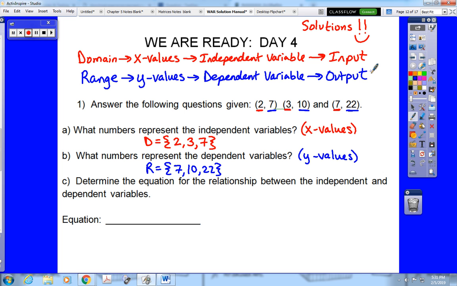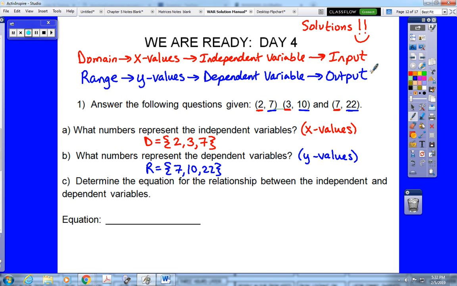All right. Determine the equation for the relationship between the independent and dependent variables. Ladies and gentlemen, if they give you multiple points and they ask you to determine the relationship between those points, chances are real darn good that it's a linear equation. Real darn good. But in this case, they're really not. I hate to put it that way, but they're not.